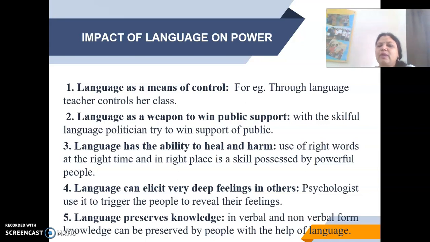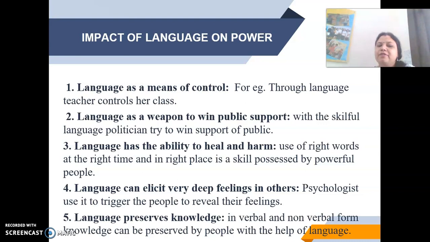Language can elicit very deep feelings in others. Psychologists use it to trigger people to reveal their feelings. Obviously, by using various techniques of psychology, psychologists and psychiatrists try to bring out the emotions or feelings which are deep-seated in the heart of an individual and which somehow affect them. It is again possible for them by the use of language.